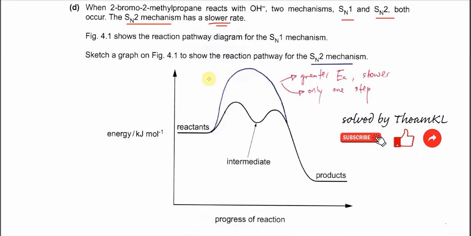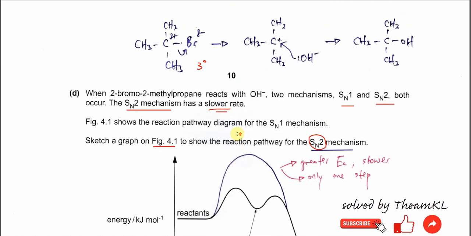And this question is asking, sketch a graph on this figure 4.1 to show the reaction pathway for the SN2 mechanism. Okay, so before we discuss SN2, let's look at this 4.1, the two peaks here. So from this diagram, we know that the one with two peaks is SN1. So SN1 involves two steps, like this.